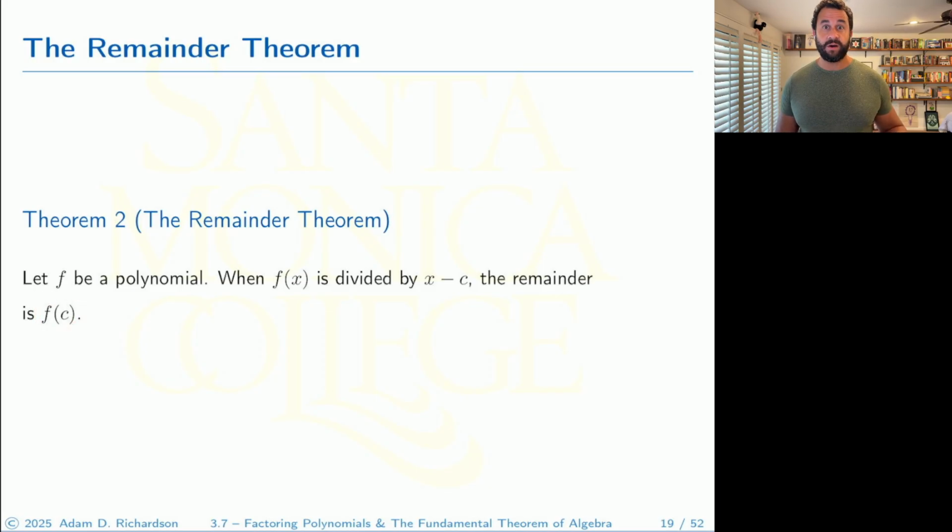This is a really, really powerful result because it lets us check to see if a number is a zero of a polynomial just by evaluating the polynomial at that number. It also tells us what the remainder is going to be if we were to divide by the linear factor associated with that zero, right?